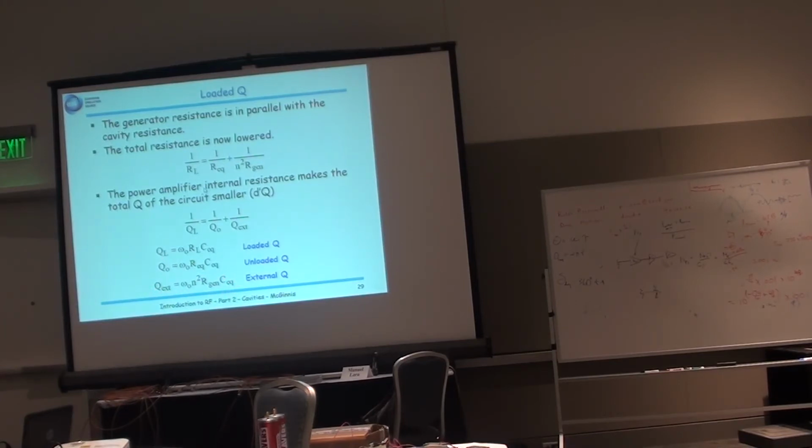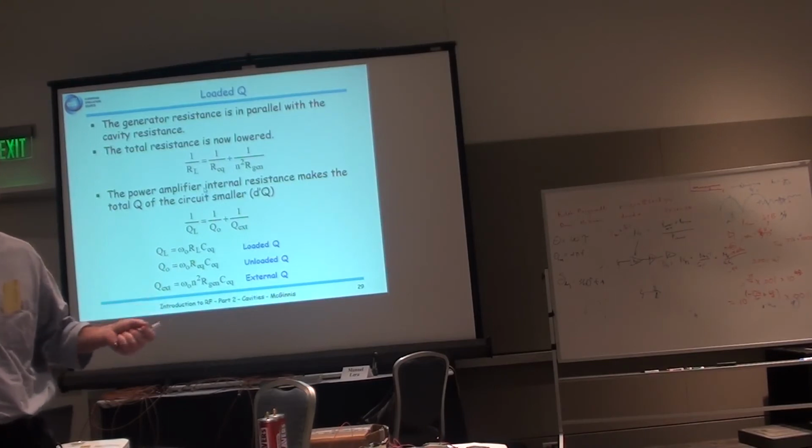So loaded means you take into account the voltage of the generator. Right. So when you have a loaded Q, it means you put some load across your cavity gap. It doesn't have to be the generator, but it typically means the generator. When you have your unloaded Q, your Q0, that's the cavity all by itself, and that's something you really can never exactly measure because you never have the cavity all by itself. Otherwise, it's worthless. It's just sitting there like this.